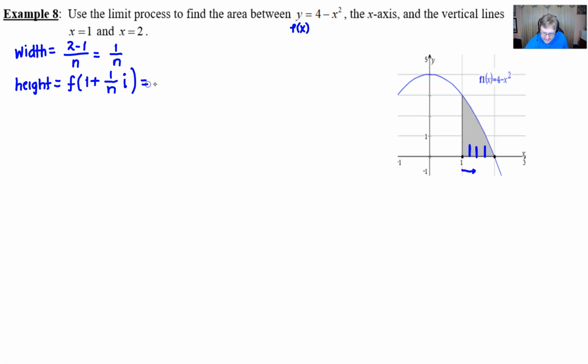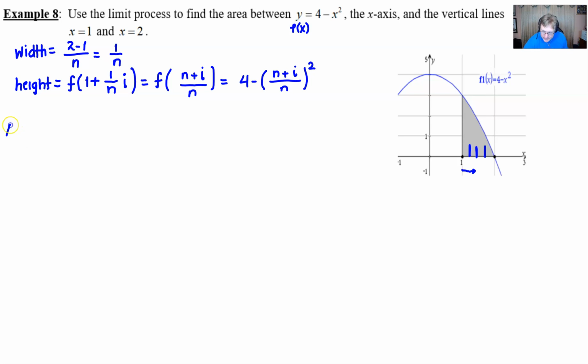Now, what I would suggest here is that we go ahead and get a common denominator, which is n plus i over n. I think that makes things a bit easier. And then we can fully immerse this into our function. 4 minus x squared is now 4 minus the quantity n plus i, all divided by n squared. And there we've got it. Our setup is ready to go.